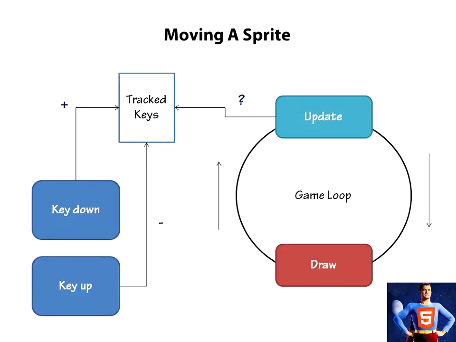Now, in order to do that, what we're going to do is convert from an event model into a polling model. So what I mean by this is that in JavaScript, normally when we're working with HTML, especially using jQuery, we usually respond to events. We usually, if a key is pressed, do something.